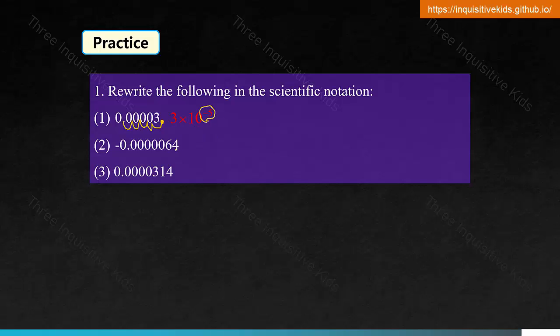And then over here, we actually have a negative number because we can see that there is a negative sign in front of the absolute value. 1, 2, 3, 4, 5, 6. We're going to stop right here because we always leave one digit in the ones place. So we get negative 6.4 times 10 to the negative 6th power. And for the third problem, we get 0.14 times 10 to the negative 5th power.